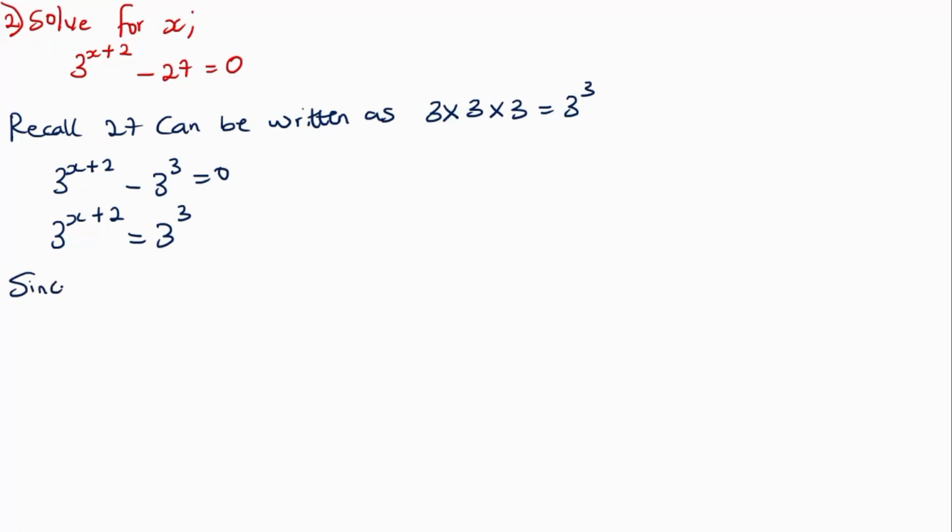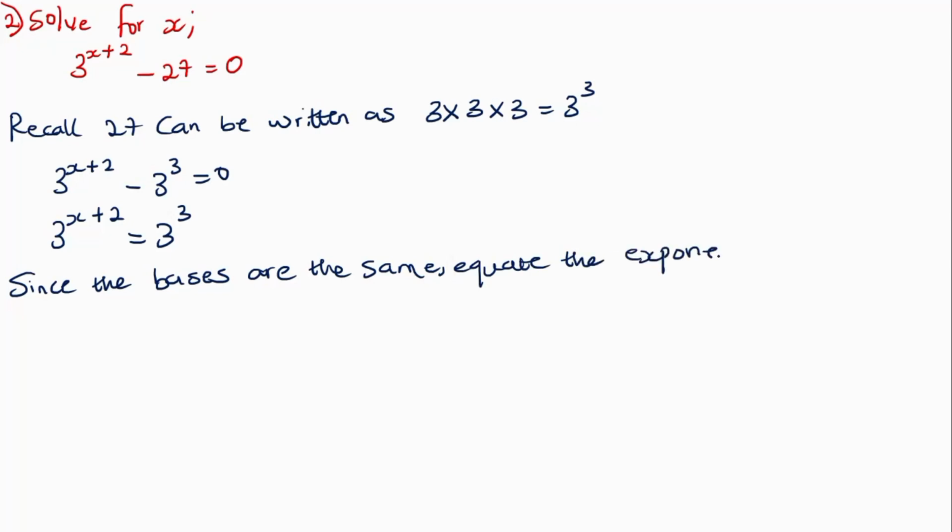So since the bases are the same, the base here being 3, all we want to do right now is to simply equate the exponents. If you equate the exponents, we have x plus 2 is equal to 3. Collecting like terms, x is equal to 3 minus 2, and x is equal to 1. So for this question, x is equal to 1. So guys, this is how you can easily solve this particular question.